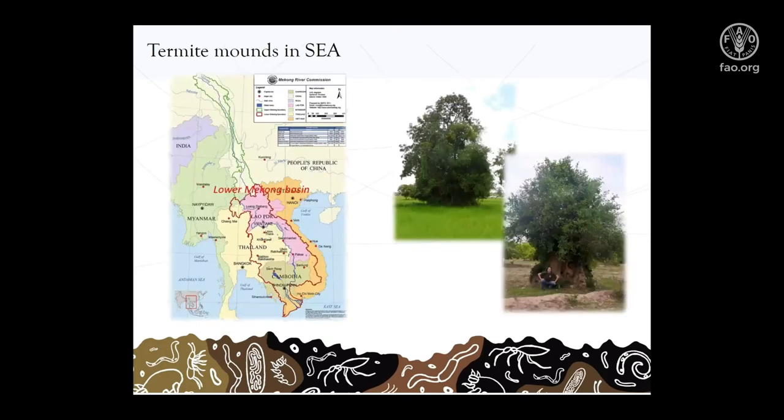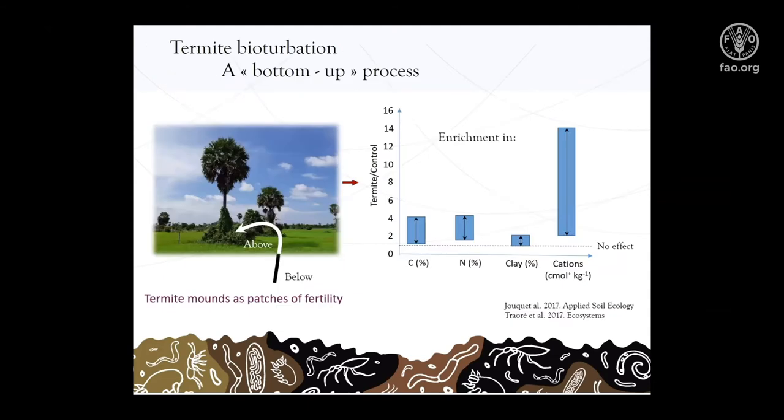And that's typically what can be seen in Asia, and more specifically in this area, the lower Mekong Basin, where huge termite mounds covered by trees can be seen in a rather uniform environment, the paddy fields. Next slide. So these mounds are made of soil collected from below ground, from the deeper soil layers by termites, and brought to the surface, so above ground. And because of this biological activity, these termite mounds are usually enriched in soil organic matter, so carbon, nitrogen, but also clay and cations, making these mounds like islands or patches of fertility at the farm or at the landscape scale. Next slide.